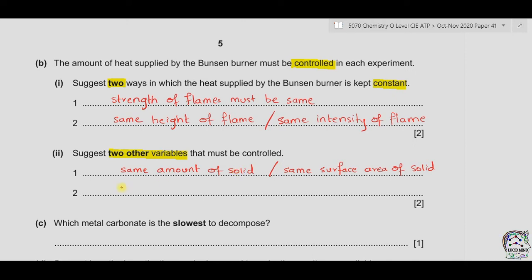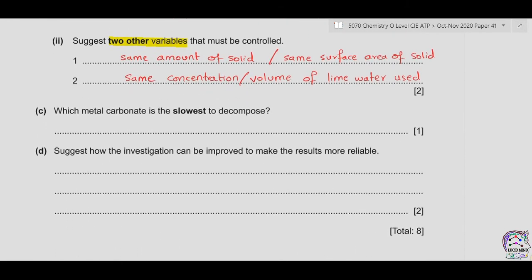Second thing used in the experiment is lime water, so the concentration or volume of lime water should be same. If different concentration or volume of lime water is used in each experiment, then the time taken will be different and the results will be inaccurate.